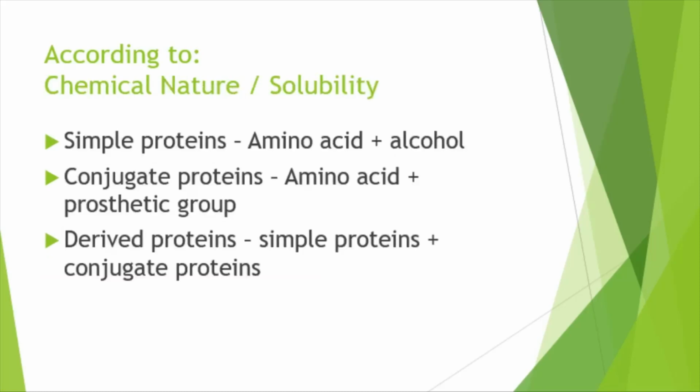Also, according to nature and solubility, we have simple proteins, conjugated proteins, and derived proteins. When we say simple proteins, when subjected to hydrolysis, they only yield amino acids. But conjugated proteins, when subjected to hydrolysis, produce amino acids and prosthetic groups. When we say prosthetic groups, these are non-protein groups attached to your proteins. And we also have derived proteins. When subjected to hydrolysis, they yield simple proteins and conjugated proteins.